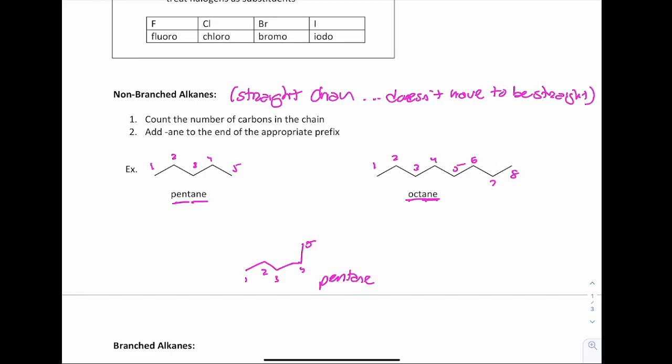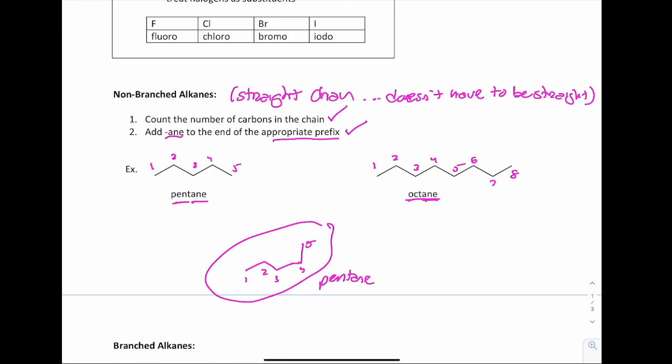So non-branched ones that are straight, even though, if I was to take my arm and hold it straight out or hold my arm straight up in the air, it's still attached at the same point, right? To make it different, I would have to cut my arm off and attach it to some other body point. So they're the same, it's just I've rotated that bond. We can rotate bonds, they're not stationary. So count the number of carbons, add A-N-E to the appropriate prefix, and we're done with those.